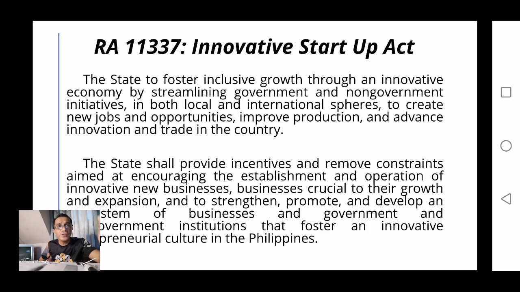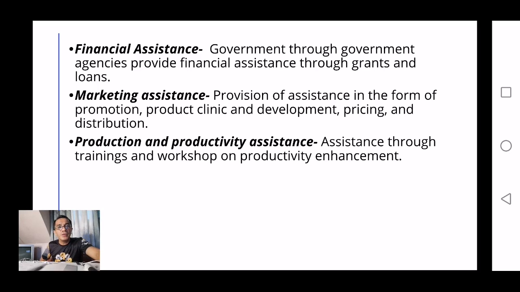So dito, ang ganda yung pagka-state niya. The state to foster inclusive growth through an innovative economy by streamlining government and non-government initiatives in local and international spheres to create new jobs and opportunities, improve production and advance innovation and trade in the country. Okay? And then, pag siniyasat nyo nga itong maigi, lagi niya lang binabalikan yung definition ng entrepreneurship. Okay? So ito pa yung ibang assistance na binibigay ng ating gobyerno. We have our financial assistance. Government through government agencies provide financial assistance through grants and loans.